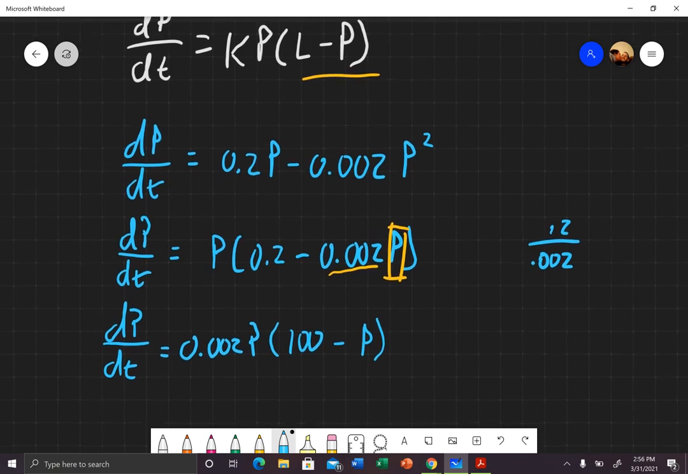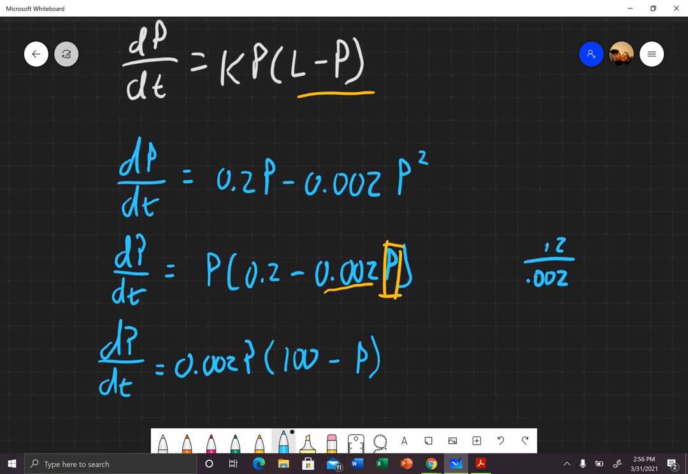Well, wait a minute here. Now this is in a form that we're comfortable with, right? We've got a k times a P, and inside the parentheses, I've got an L minus a P. Well, that's handy for us. That's something that we can work with here. I'm going to take that out.